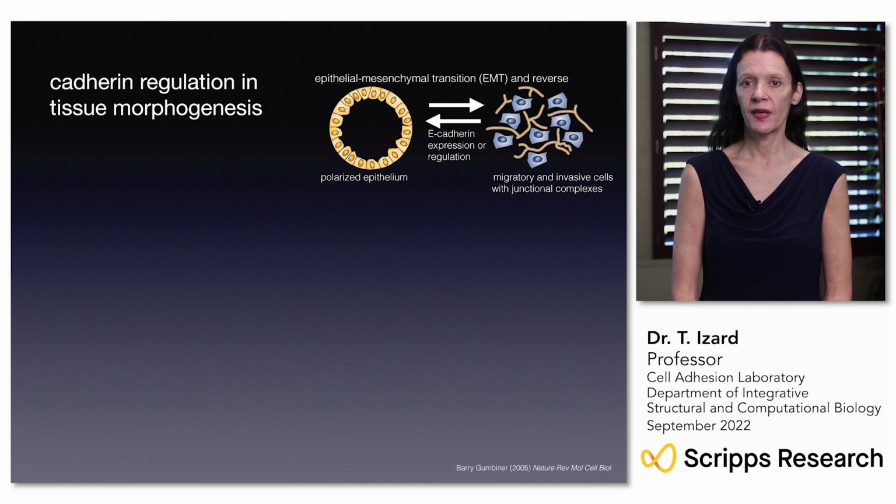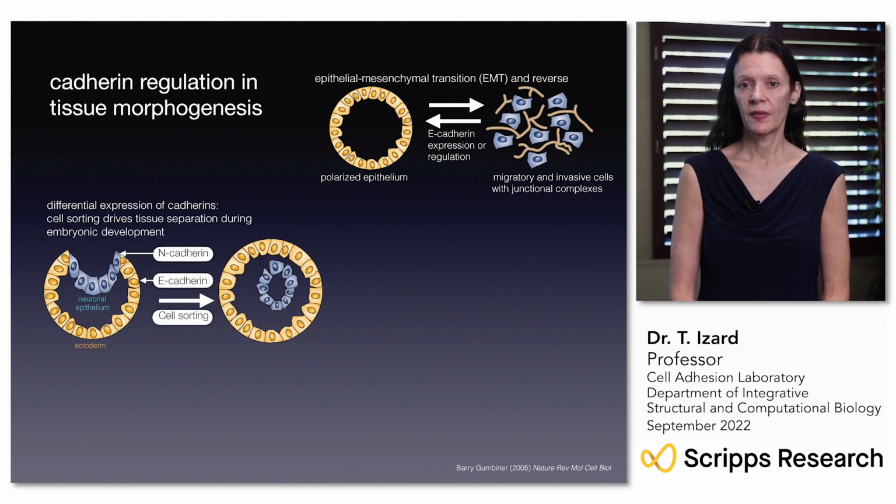And the reverse, mesenchymal epithelial transition, happens because of high E cadherin expression, which leads to cell organization and cell polarity. The blue cells do not express much E cadherin, and the yellow ones do. The differences in expression of E cadherin drive tissue separation during embryonic development. So the neuronal cadherin allows the neuronal epithelium to separate from the E cadherin expressing ectoderm.